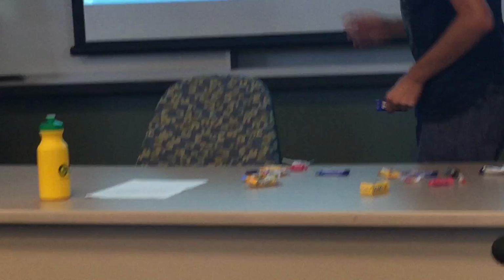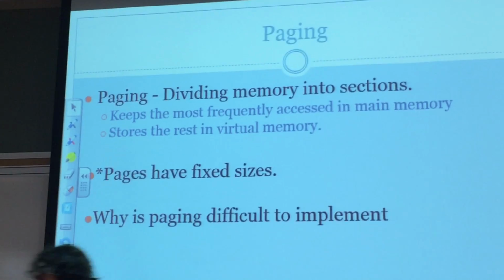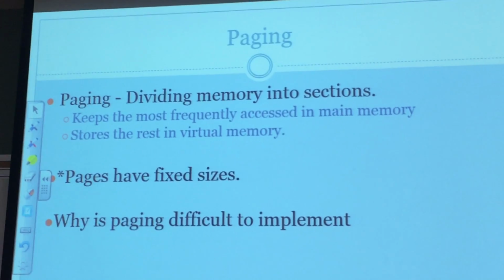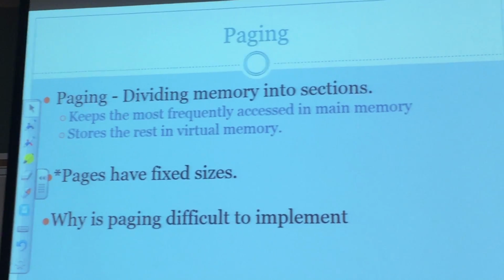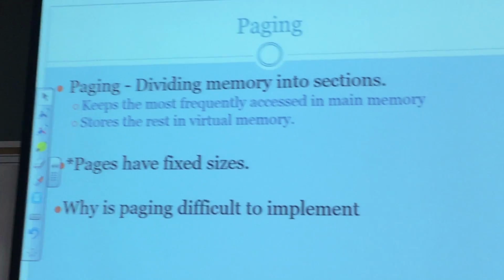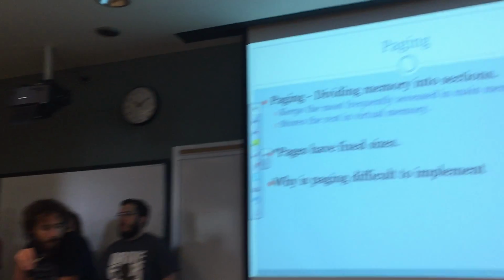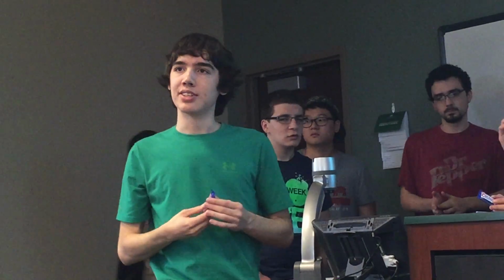So if you think of address space as being like a stack, you have different sections of the stack for your source code, the call stack, all your variables. But what happens if one of those sections grows to be too big? It starts to run into the other sections of the stack, which is what segmentation, which we're going to talk about, tries to fix. So why is paging difficult to implement?